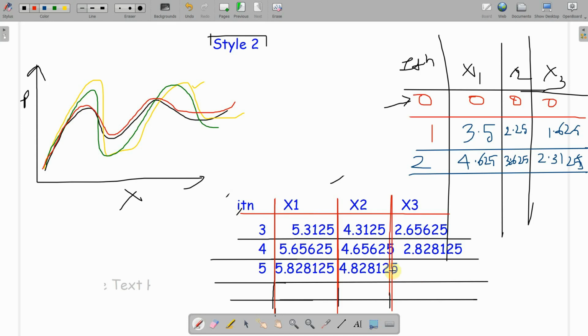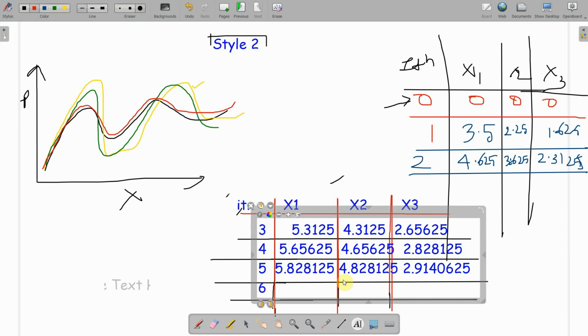And now tell me the value of x3, Sagnik. It's 2.9140625. Okay. Now the sixth iteration. x1 is 5.9140625. Okay.